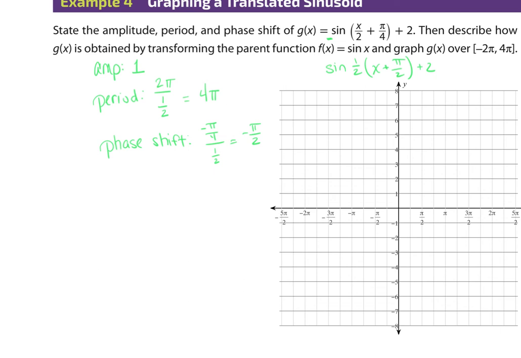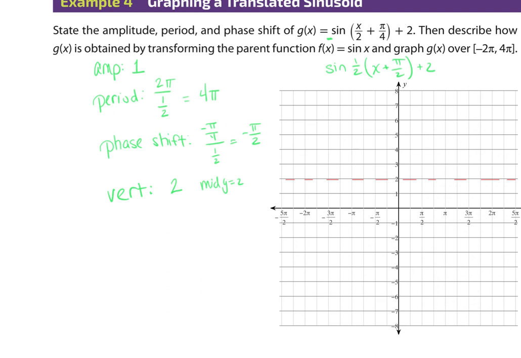All right. And then vertical shift. My vertical shift is just the guy on the outside, so it's going to be 2, which means my midline here is going to be y equals 2. It's a horizontal line, all right? So typically when I graph these, I go to my midline, and I just do this little dashed line here so that I know where I'm starting from, all right?